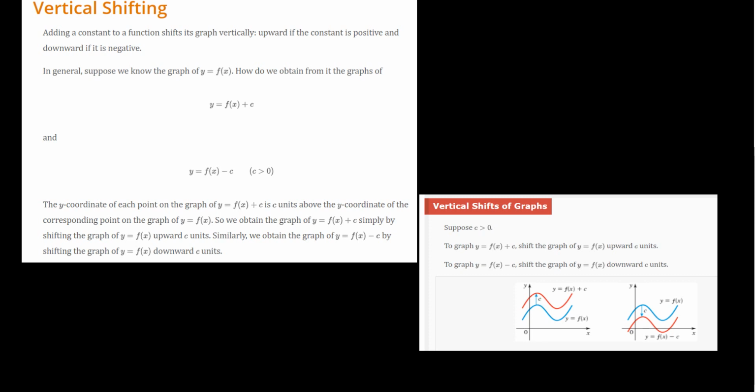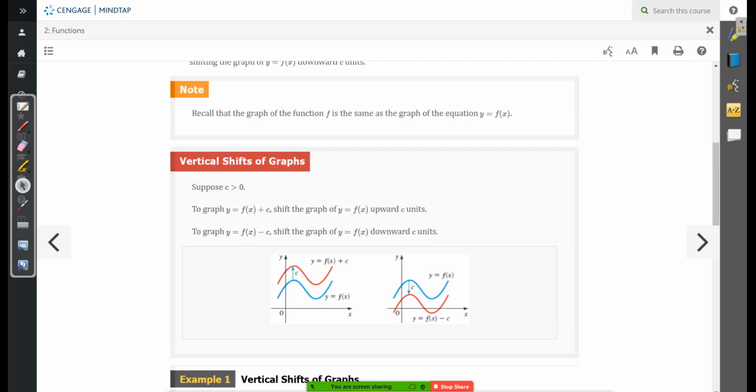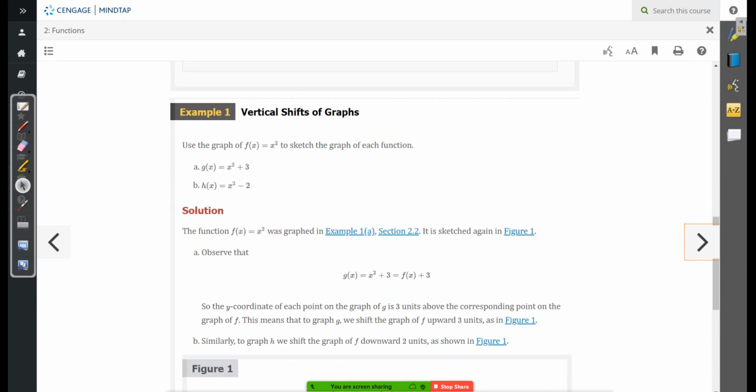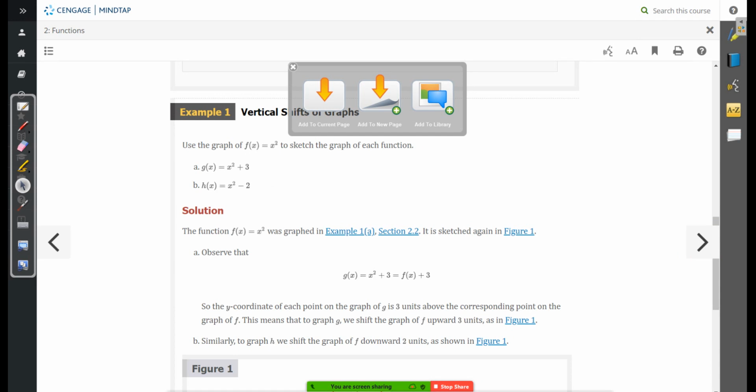Whereas if we have the parent function, again this blue line, and we subtract some constant, then notice how we would shift down c amount of units. Okay, so let's look at an example. I'm going to just snip this, and we're going to talk about this out loud, and then I'll paste the solution and what the graph actually looks like.